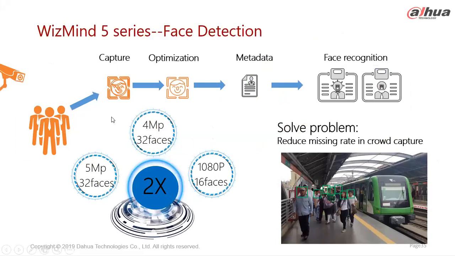So for face detection in Wizmind 5, how it works: you capture the face from the camera side. There is optimization, which comes in where you have to enhance the number of pixels in the camera. Then there is metadata. Remember we talked about what metadata is: getting those little features from an object, like the person wearing glasses, having a beard, what the facial expression is, whether they look old, etc. So you get to do face metadata from the Wizmind 5. Then facial recognition will be done in the NVR.